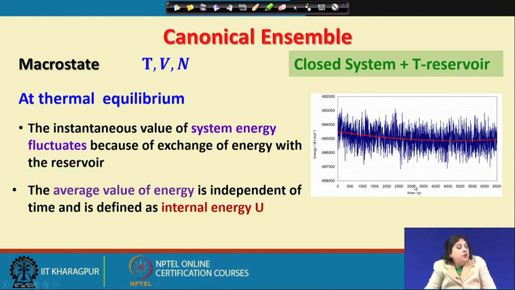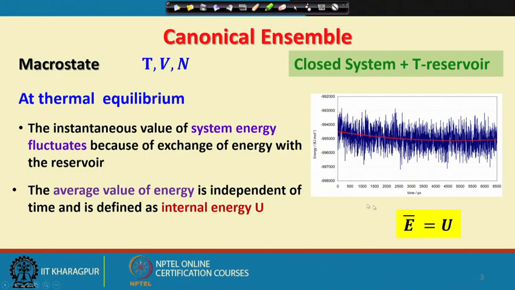Okay. So, we would say that at equilibrium, the average value of this fluctuating quantity becomes independent of time, and this average value is nothing but the internal energy U as we encounter in a thermal equilibrium system. So, this is an extremely interesting concept that we must remember, that although energy is fluctuating about an average value, this average value is independent of time when thermal equilibrium has been achieved between the system and the surroundings.